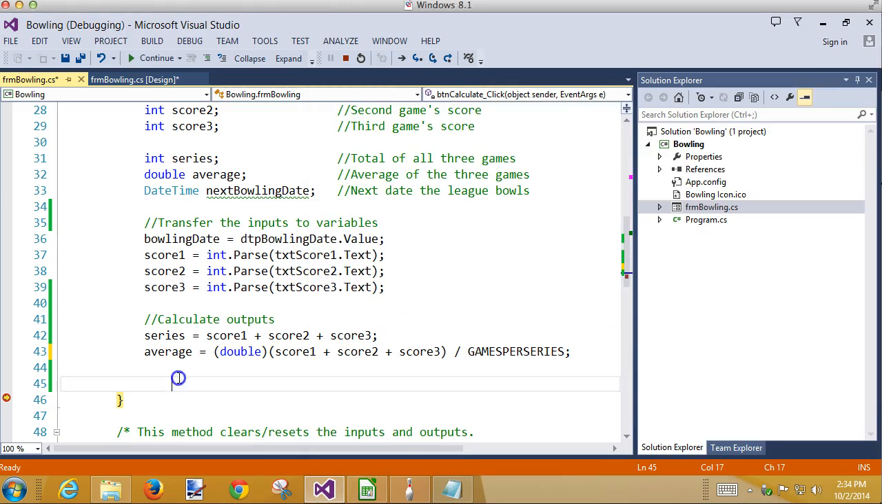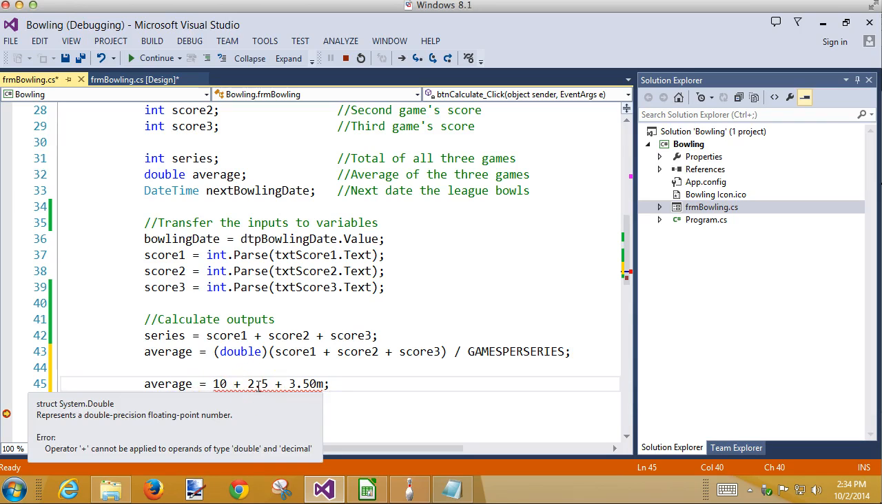And let me try something here. Average equals 10 plus 2.5 plus 3.50 m. What's the m? Decimal. Look at it. Said, nope, won't do it. Operator plus cannot be applied to doubles and decimals. To me, that doesn't make any sense. I don't quite understand why that doesn't work, but it doesn't. The decimal type doesn't play well with anybody.